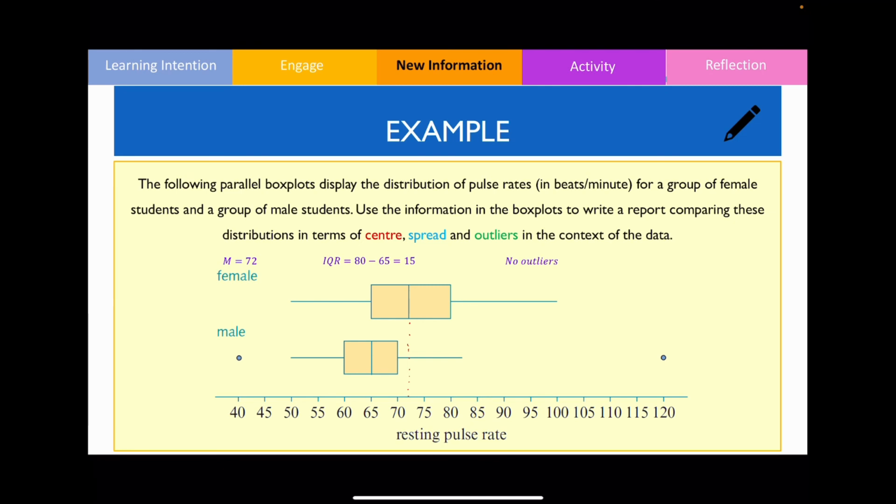For the second box plot, the median value is equal to 65. The IQR is found by going 70 minus 60, which is equal to 10. And in terms of the outliers, I can see that values equal to 40 as well as 120 are referred to as outliers. Now that I've obtained all this useful information, I can now write a report to comment on and compare the center, spread, and outliers.